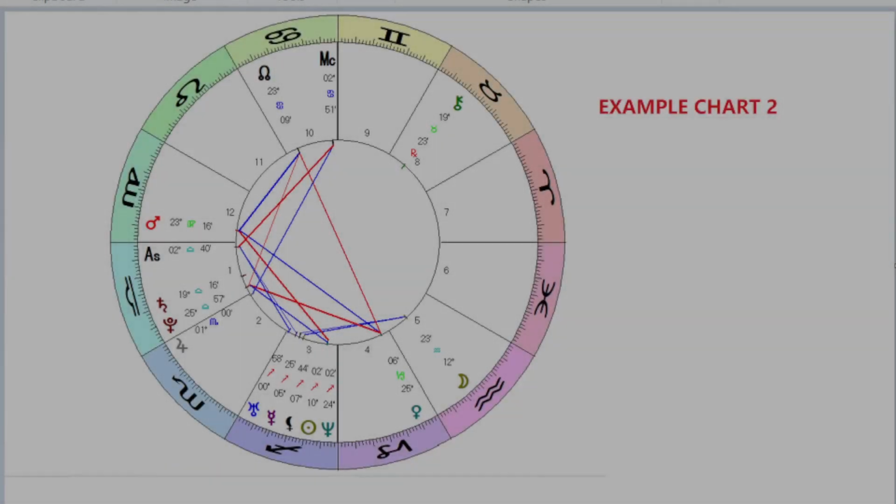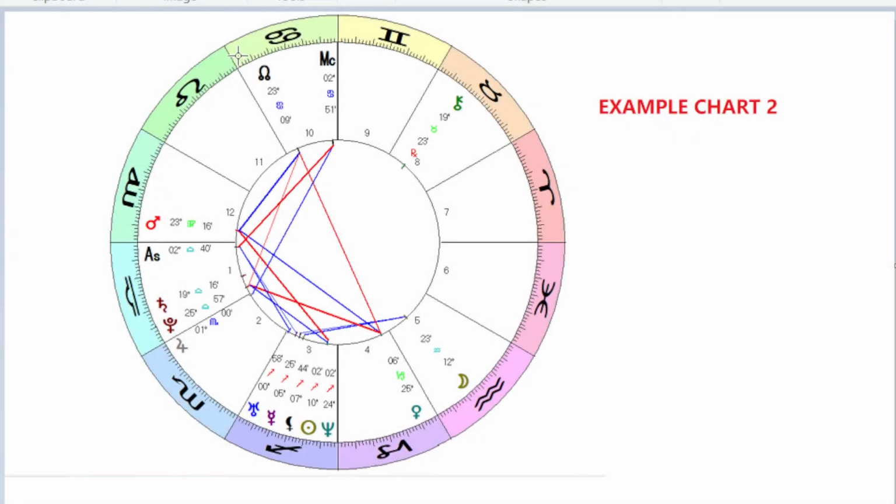Here we have our second example chart. In this person's chart, they have their North Node in Cancer at 23 degrees, and their South Node is at 23 degrees of Capricorn. Venus is at 23 degrees of Capricorn, so it's actually in conjunction with the South Node. This person would be very comfortable in Venusian energy, which has to do with luxury, money, wealth, relationship, beauty, harmony, getting along with others, which is further confirmed by their Libra rising.